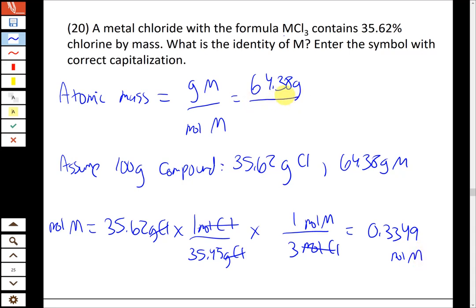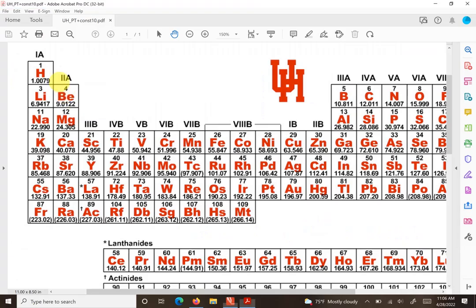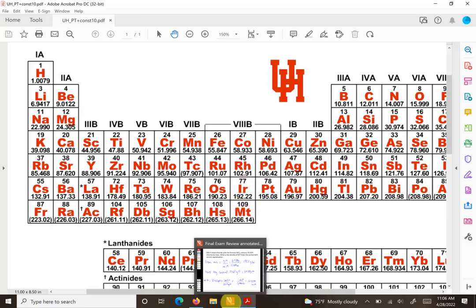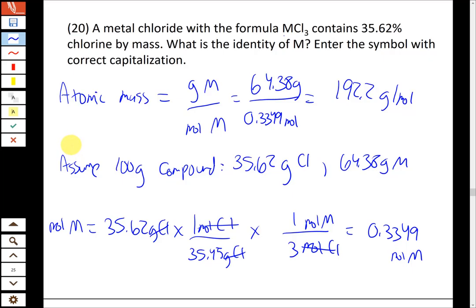So we're going to put that up here in the denominator to calculate atomic mass. So that's going to be grams per mole when we divide those two. And it comes out to 192.2. So then what we would do is go to the periodic table and figure out which element matches that atomic mass closest. So the atomic masses generally increase as we go through the periodic table. We find here that Ir, which is iridium, is 192.22 grams per mole. All right, so that's going to be the answer here. The metal in this formula would be iridium, Ir.